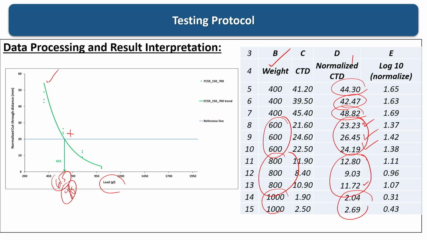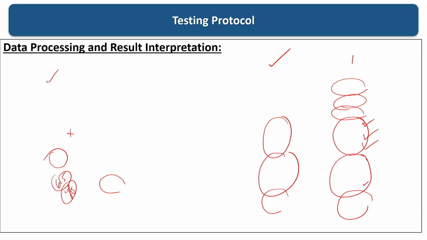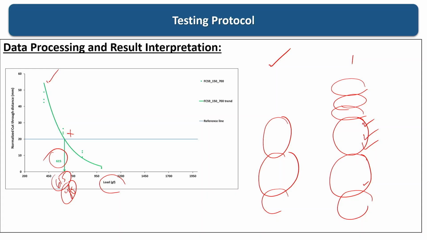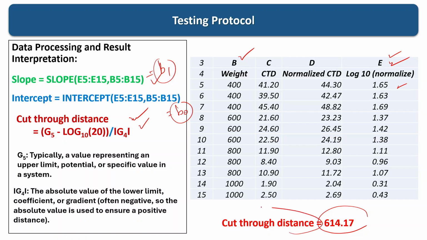So, this 615 gram force is the cutting resistance. Sorry, 20 is the cut through distance, and this value is actually not the cut through distance, this value is the load, sorry, the cutting load in gram force. Okay. This is the cutting load.